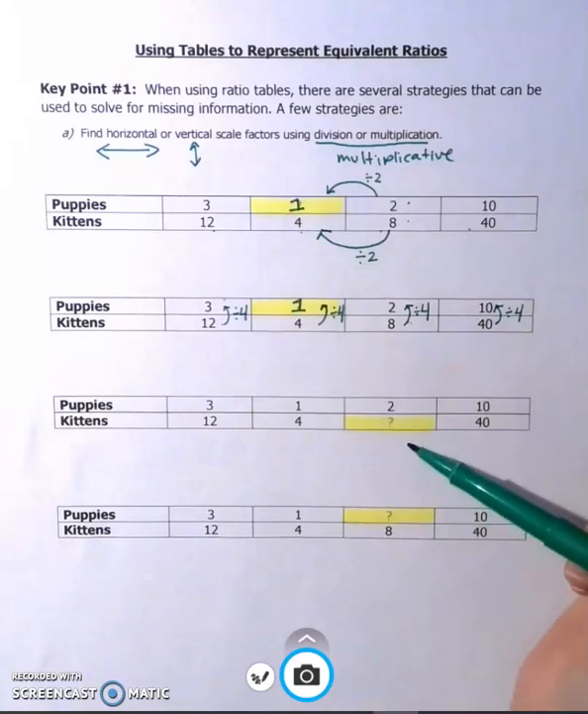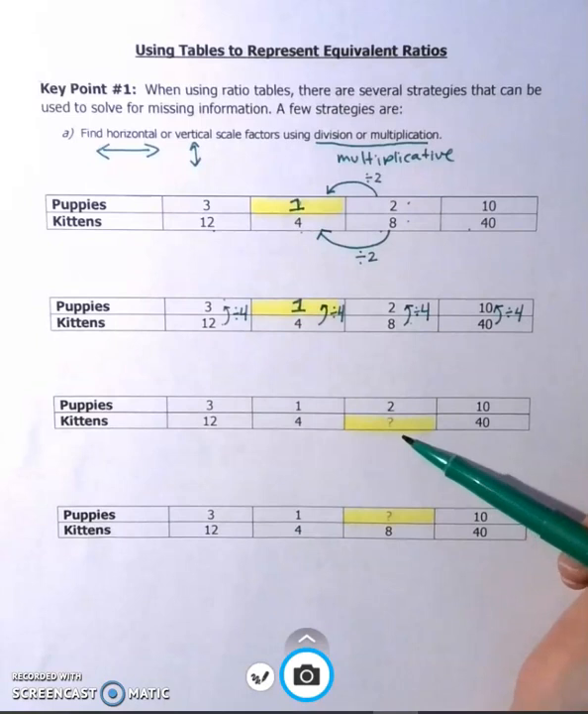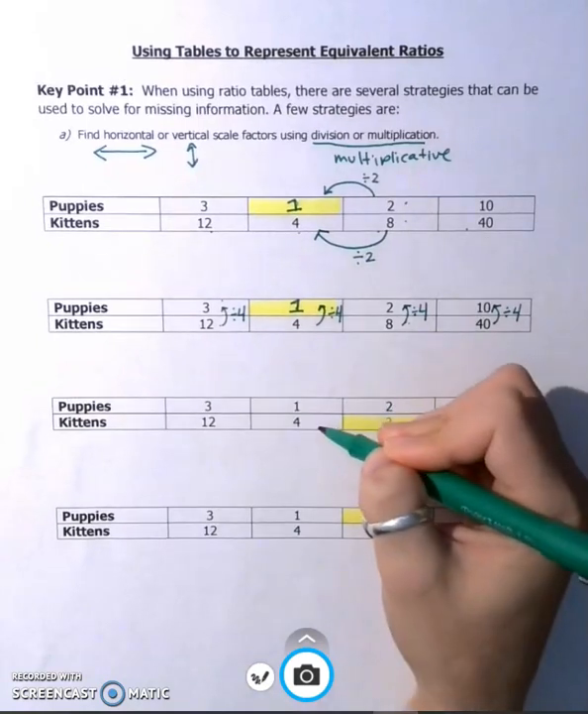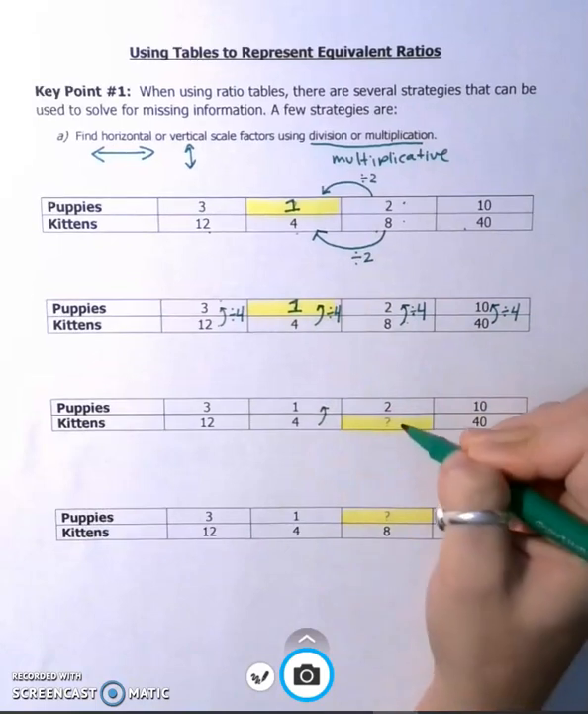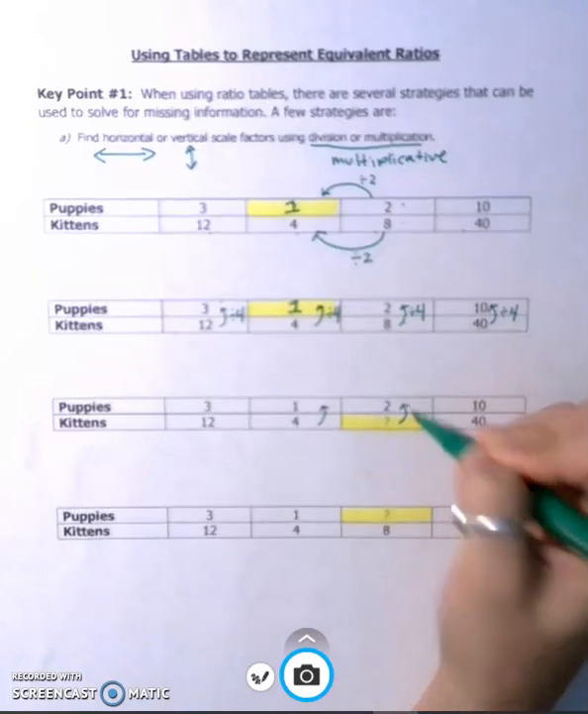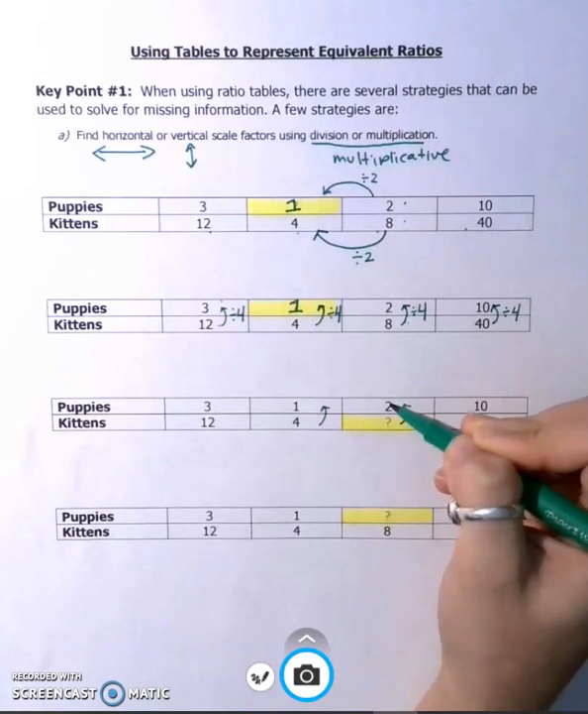Now I'm just going to show you another one real quick right here, where my missing number is on the bottom. I cannot have a scale factor that goes up because I don't know what I'm starting with here. Start with some mystery number, do something to it, and it's going to equal 2.